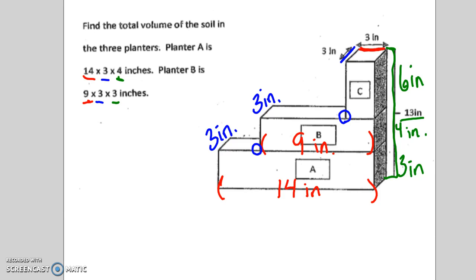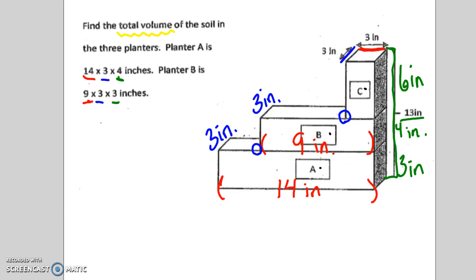Okay, so step one, we have found all the dimensions that we need. We have a length, width, and height for prism A, a length, width, and height for prism B, and a length, width, and height for prism C. We are in good shape. Now we are going to find the volume of each prism separately, and then we're going to add those three volumes together to get a total volume of all the soil in all three planters. All right, stay with me now.